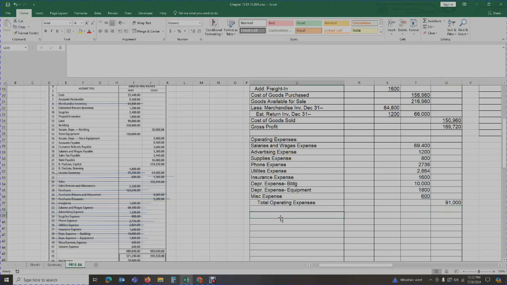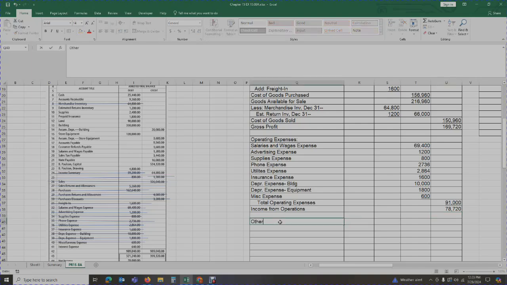Now that we've got that, we can calculate our income from operations. To calculate your income from operations, we're going to get our gross profit minus our total operating expenses of $91,000, and that would give you income from operations of $78,720. That is how much you made after covering your operating expenses. So your gross profit is before operating expenses, and you bring in all of your operating expenses to calculate your income from operations of $78,720.